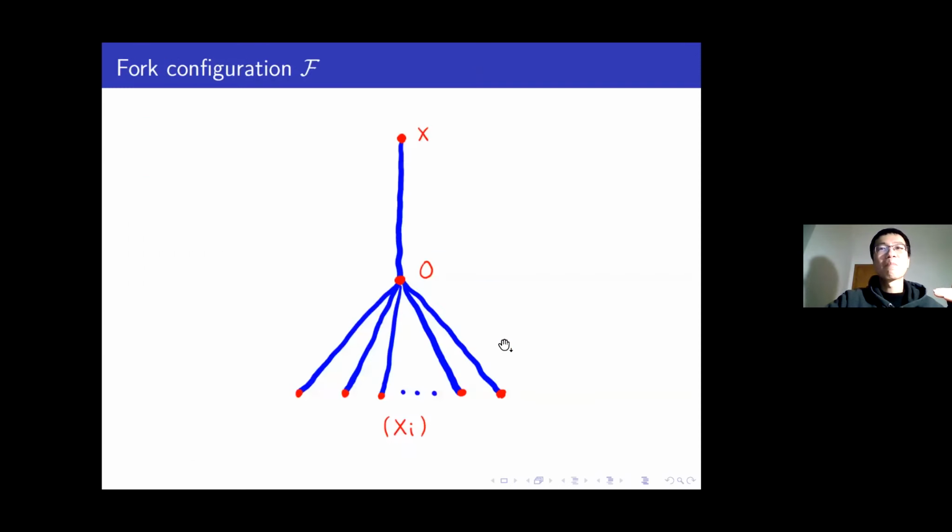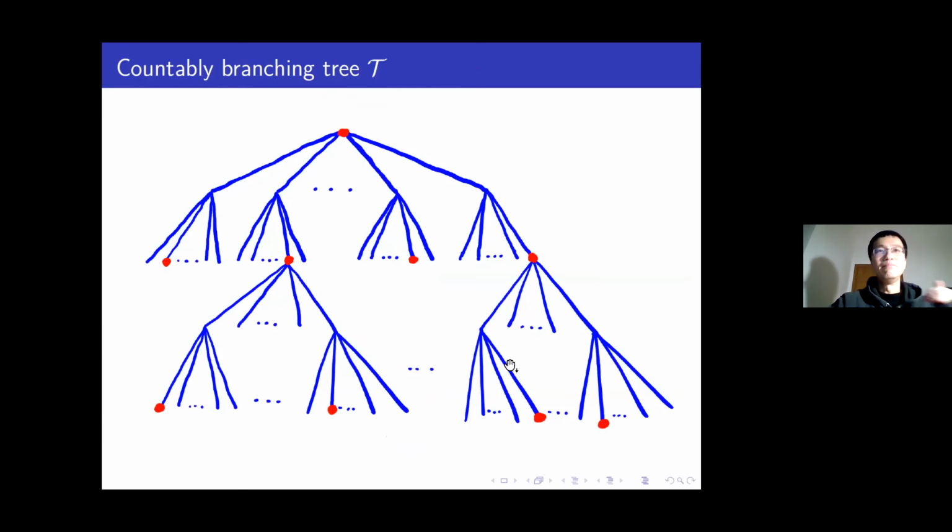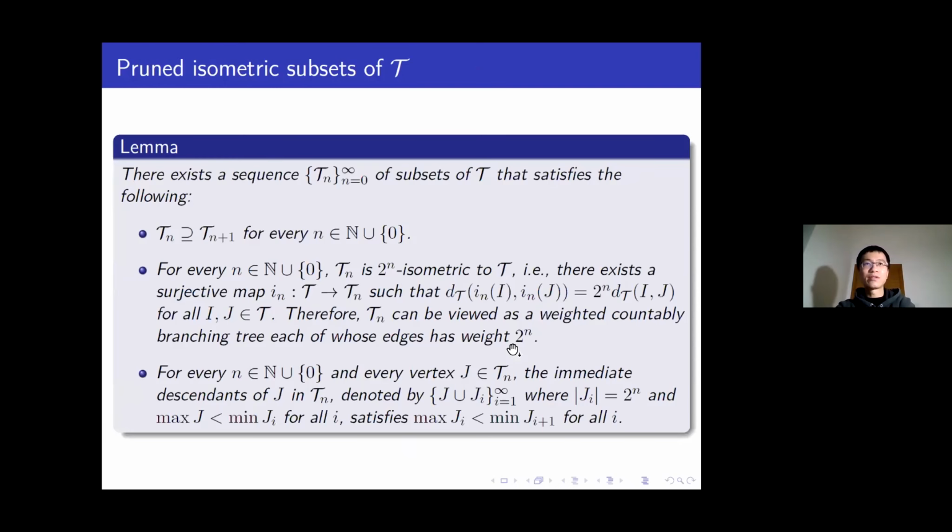Actually, we can prune a tree to make all the tips far apart. The lemma just says that I can prune a tree. I can find an isometric subset of the countably branching tree so that vertices of the same height are far apart. More precisely, I can find a sequence Tn of subtrees of the countably branching tree so that the sequence is decreasing and each Tn is isometric to T up to some constant 2 to the n. And the third condition is the far apart condition.